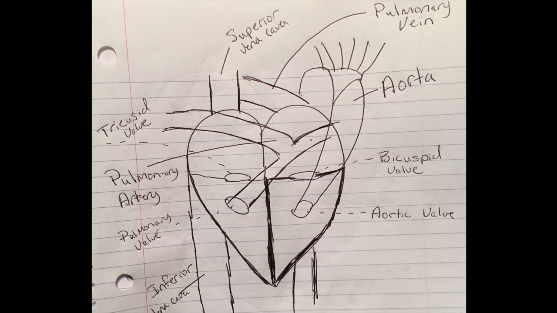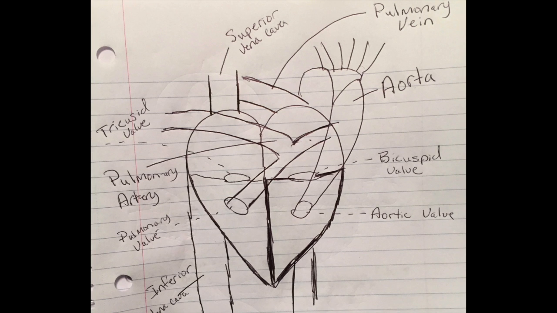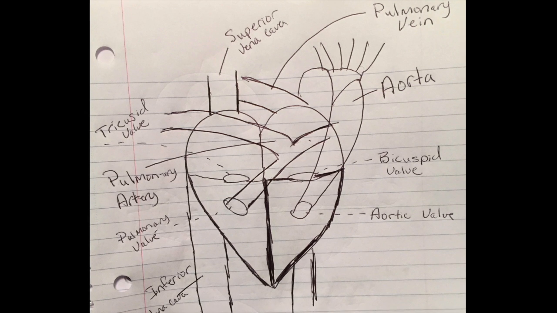When it's going through the left atrium into the left ventricle, we have another atrioventricular valve that we call the bicuspid valve. It does the same thing as the tricuspid valve does, but does it on the left side of the heart.